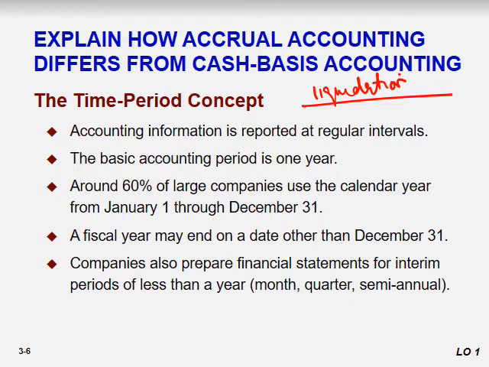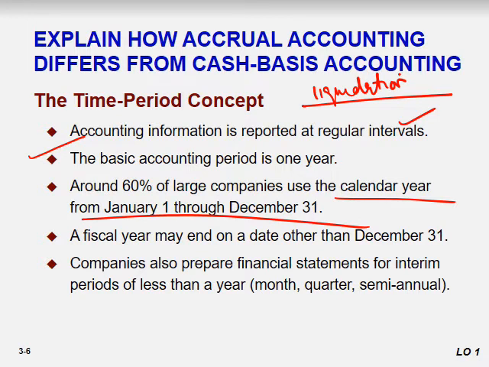So instead, they prepare financial statements for progress reports, and who made them? Accountants. So accountants, they basically report accounting information at regular intervals. The basic accounting period is one year. Around 60% of large companies use the calendar year, from January 1st through December 31st.